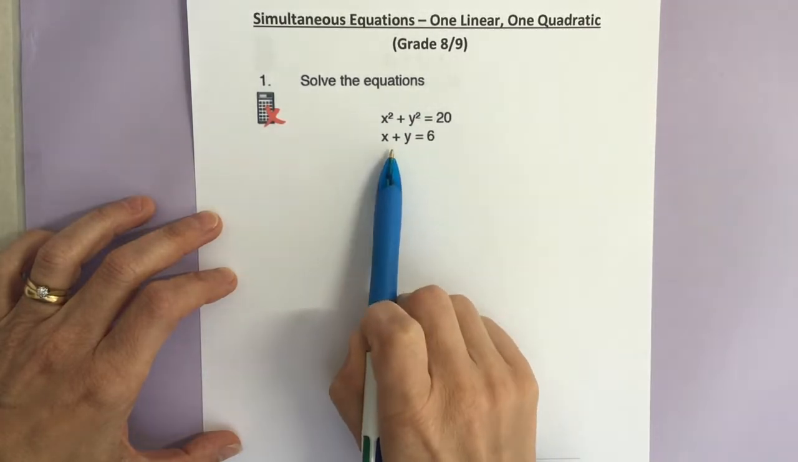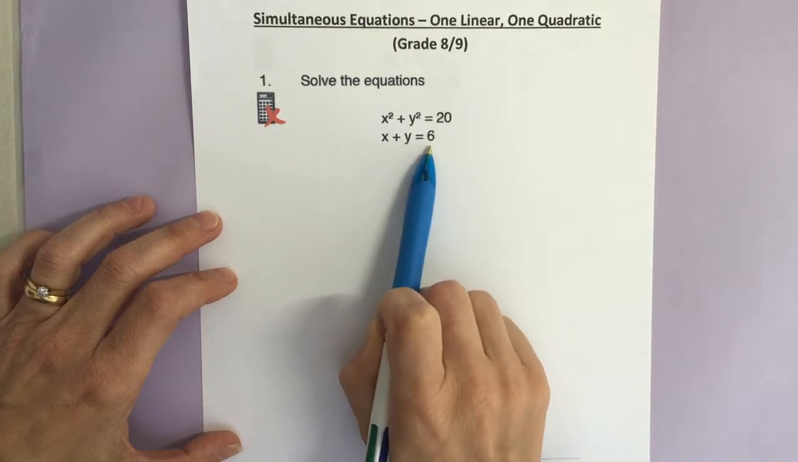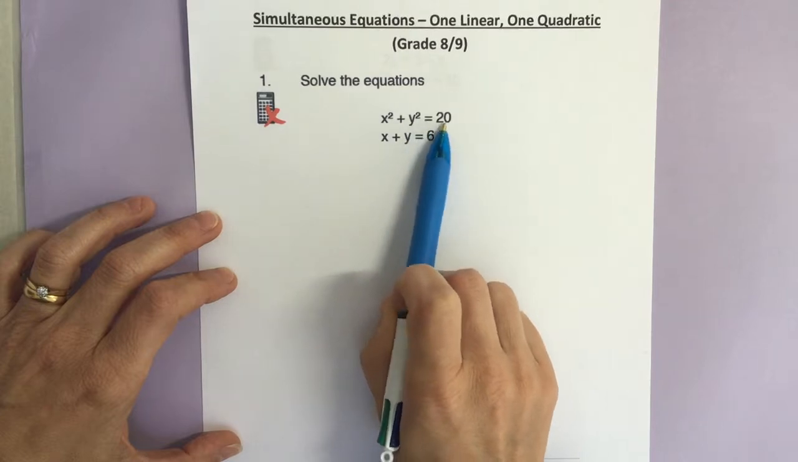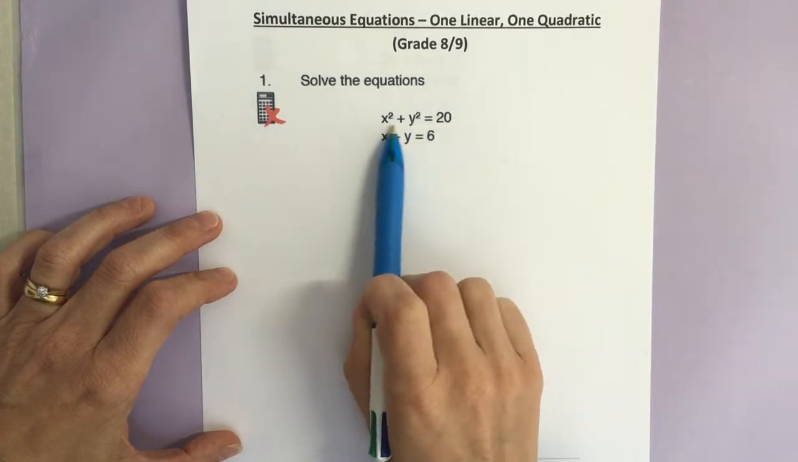This is much more complicated. One of them is like our old simultaneous equations. It's linear, it's just got x's and y's in, but the other one is quadratic. It's got something squared and some letters multiplied by themselves in here.